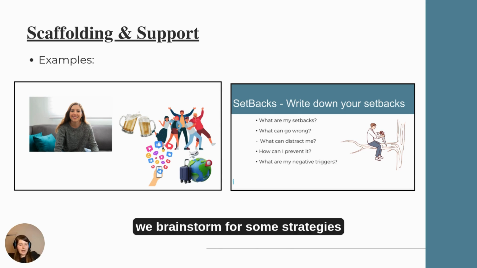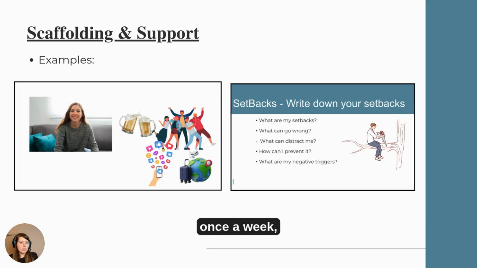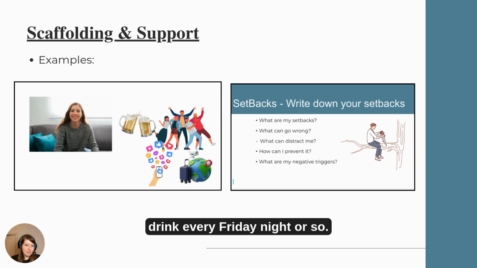After that, we brainstormed some strategies to overcome these challenges. For example, some students suggested that Sarah could still enjoy socializing, but maybe limited to once a week, like maybe go out for a drink every Friday night or so.